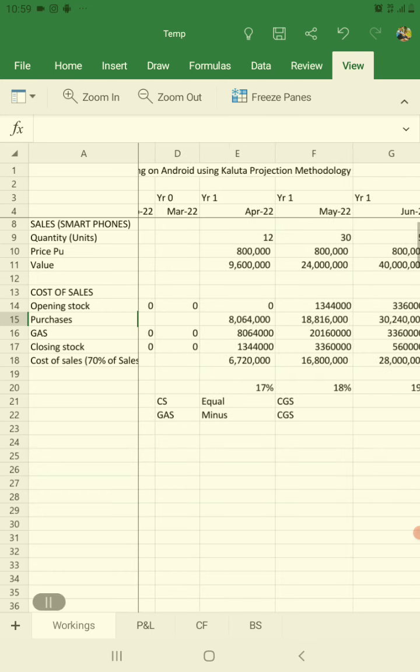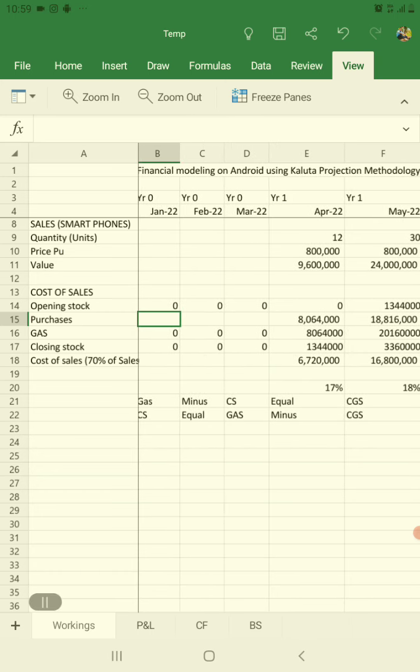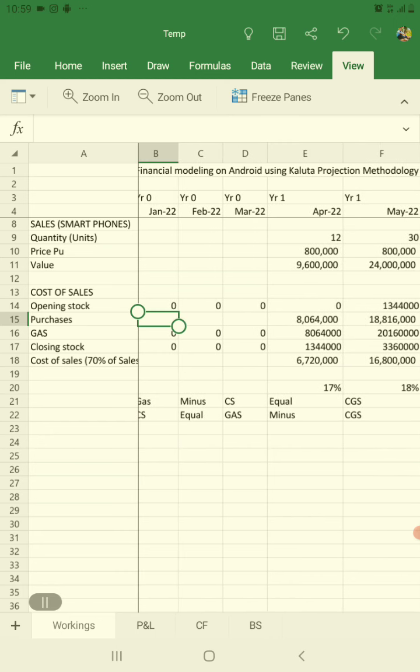There are various ways you can do it. For example, in this case, I've assumed that I'm purchasing 20% more of what I'm expecting to purchase on a monthly basis. Sometimes you may not have to purchase on a monthly basis. Maybe you need to purchase after every 3 months, because probably you are ordering from abroad, and it takes time for the products to move to your country. In this case, it's Tanzania.